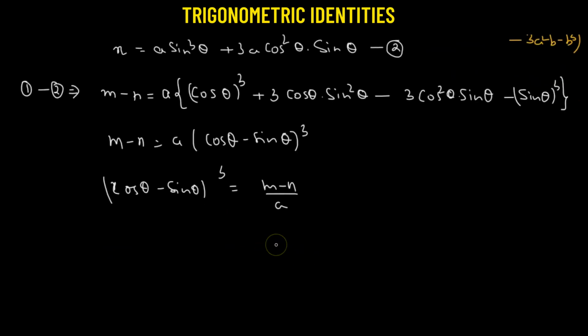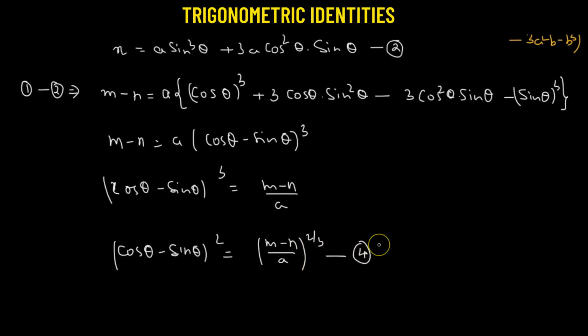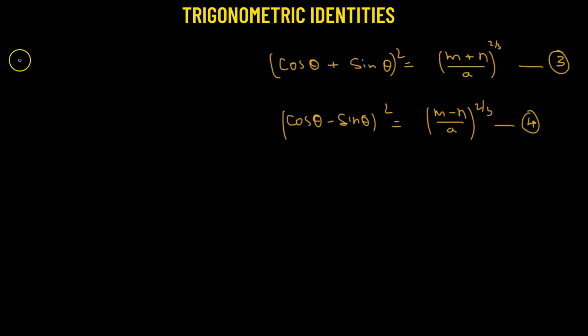We'll take the cube root on both sides and then square it, and this is going to give us (cosine theta minus sine theta) whole squared equals (m minus n over a) whole raised to the power of 2/3. So we're going to label this as equation number 4. So using equation 3 and equation 4 and adding them, 3 plus 4.